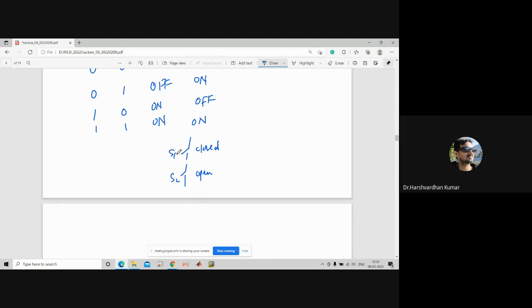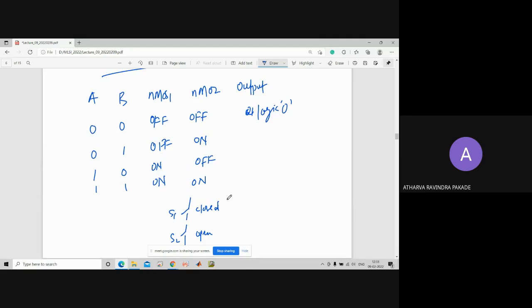If switch S1 is closed and switch S2 is open, then you will get zero current in the output. Zero logic current, zero. Yes, zero current, right? Logic 0. What will happen if the condition is reversed?